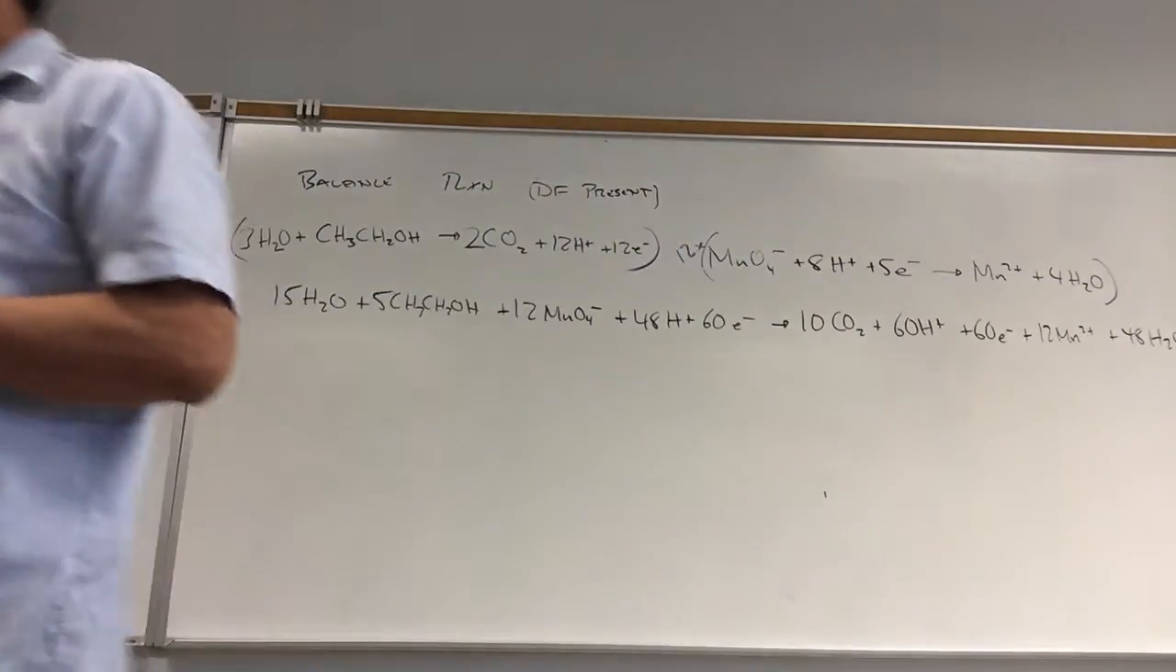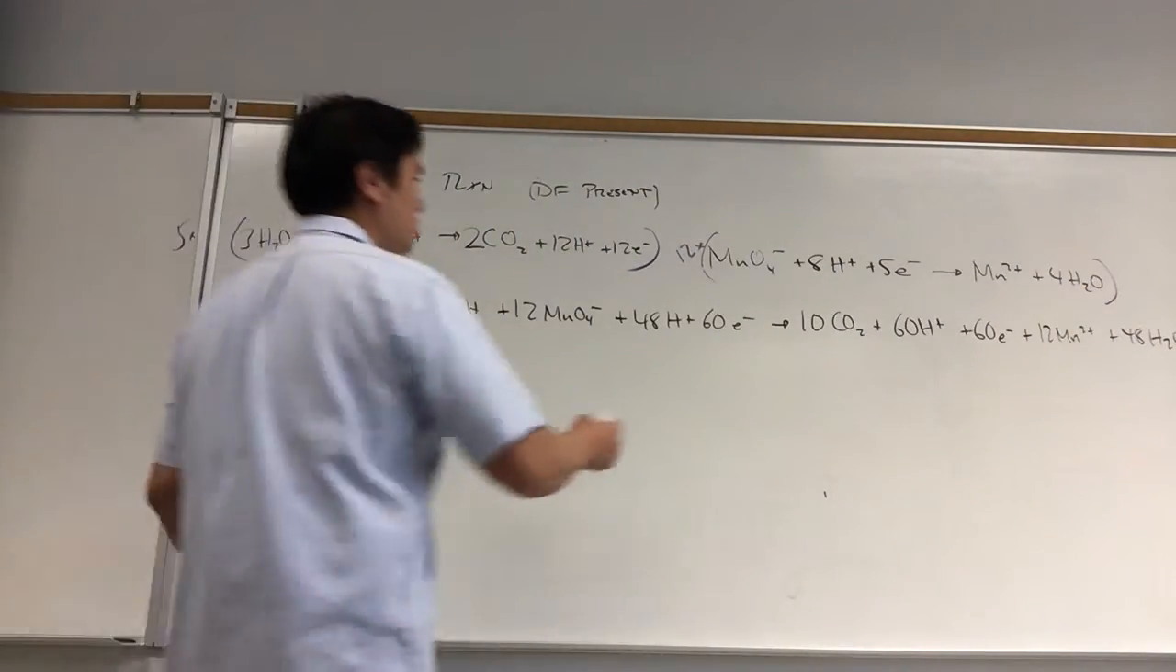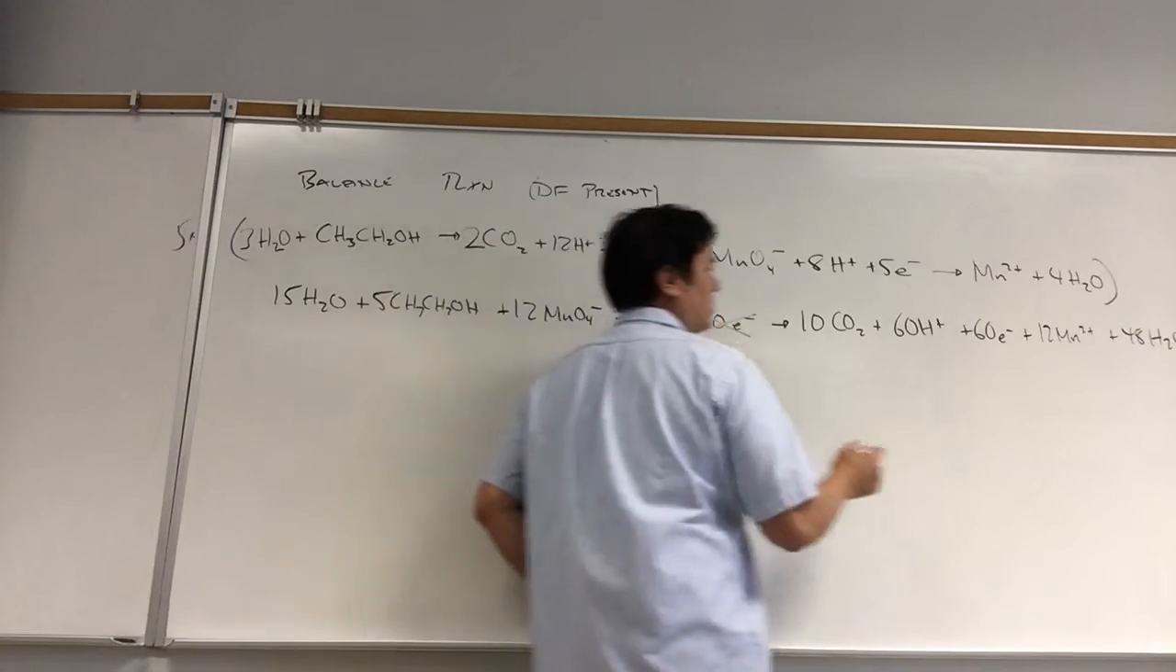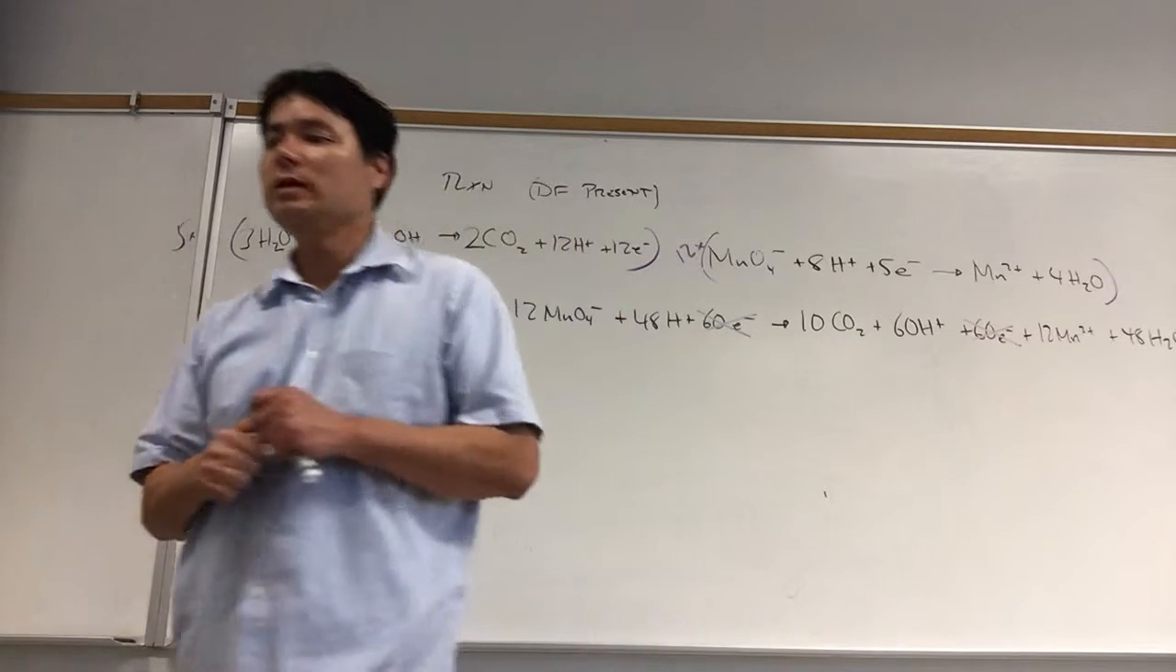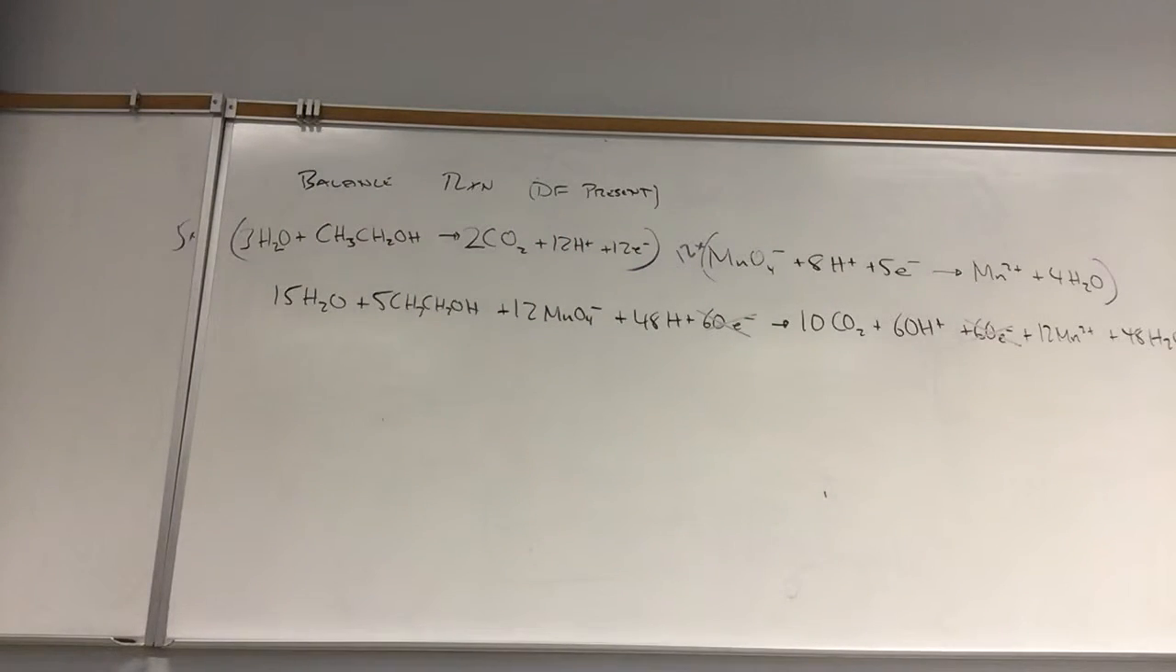Okay, what we want to happen here is we want the number of electrons consumed, 60, to be equal to the number of electrons produced, 60. And so redox reaction is called an electron transfer reaction because electrons are transferred from the electron-rich species to the electron-poor species. Let's take a look.